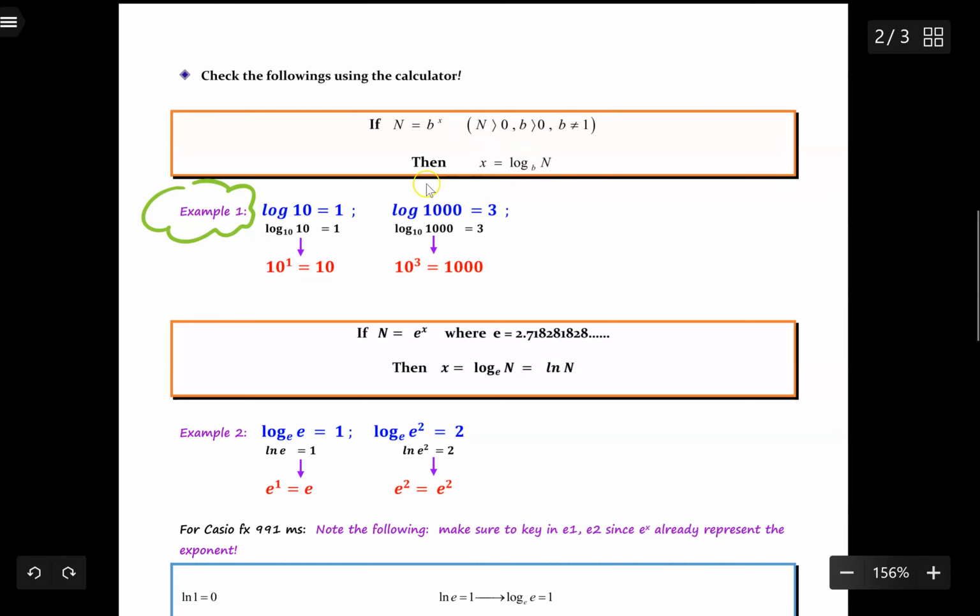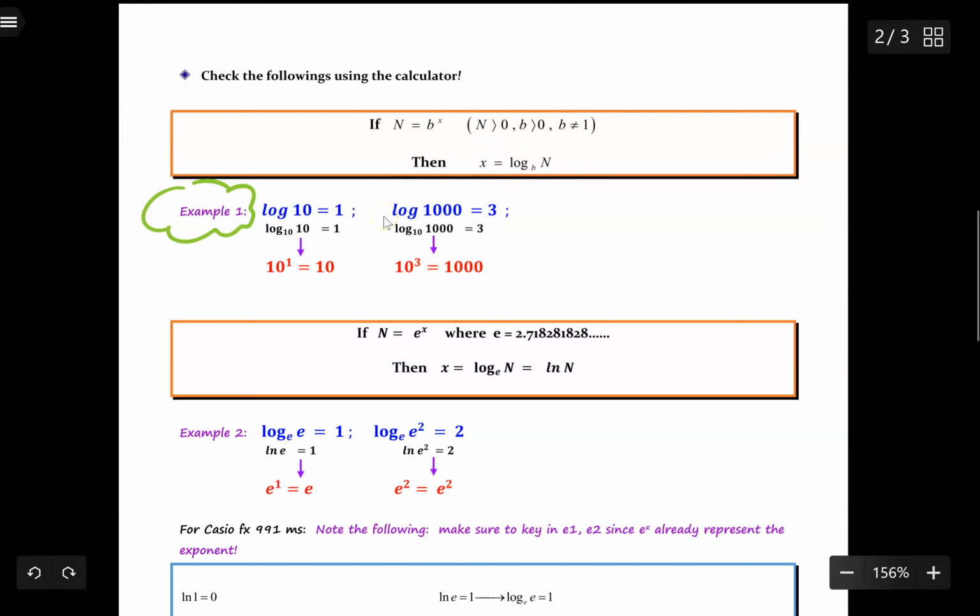Now go to the next example here, which is the common logarithm of 1000. When I say common logarithm of 1000, it means that we are going to have log of the base 10 of 1000, and in this case it is equal to 3. We will use our calculator to prove that in a minute.